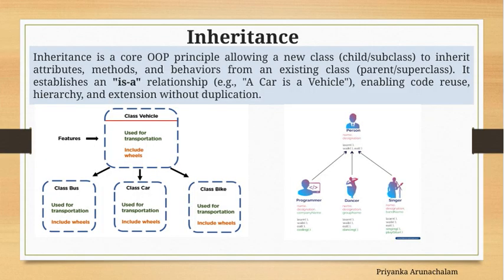Inheritance is a fundamental principle in object-oriented programming that allows us to create a new class, often called a child or subclass, by inheriting attributes, methods, and behaviors from an existing class, which we refer to as the parent or superclass. This concept is powerful because it establishes a relationship.